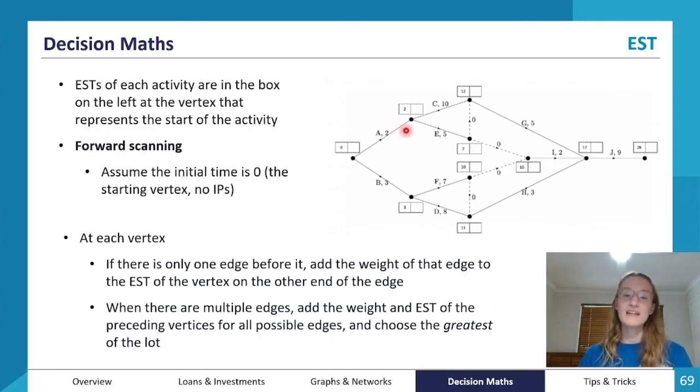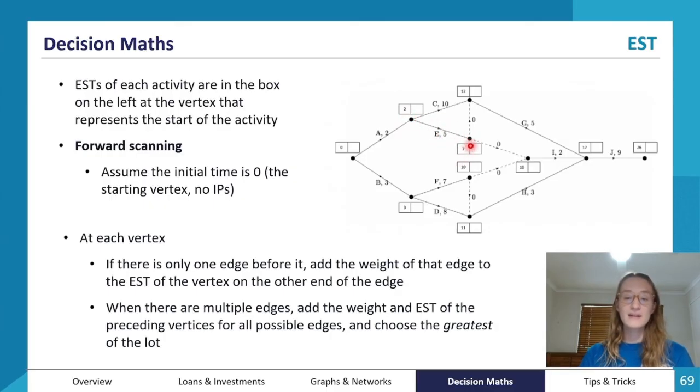So you can see that what I said here is true. A has an earliest start time of 0. It can start straight away because it has no immediate predecessors. C has an earliest start time of 2 because A takes 2 hours. So by moving along there, we can say that A has an earliest start time of 2. Then we can come down to E. E is going to take 5 hours.